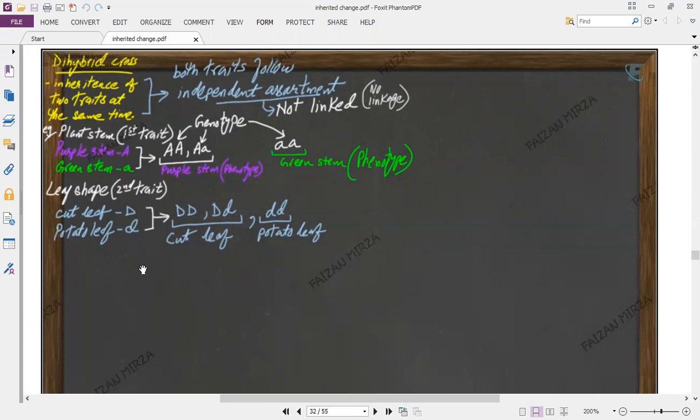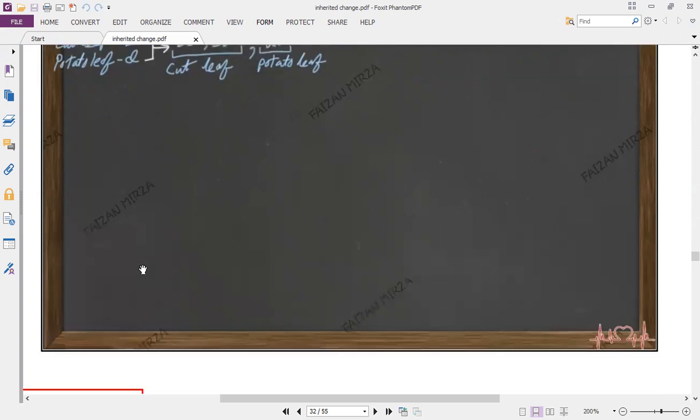The leaf shape is the second trait. Cut leaf is capital D and potato leaf is small d. You can again have three combinations: capital D capital D, capital D small d, and small d small d. Both of the first two will be cut leaf, and the only possibility for the leaf to be potato or rounded will be the small d small d combination.